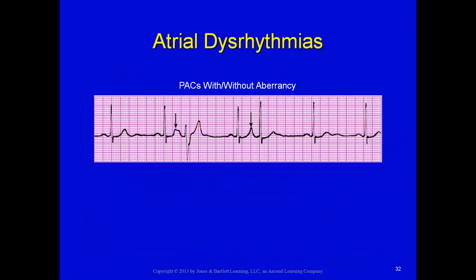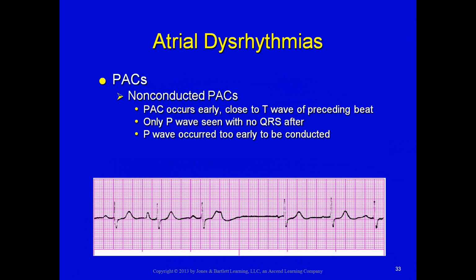Where the second PAC, where the arrow identifies the P wave on top of that T of the preceding beat, that QRS looks like all the other QRSs because it wasn't aberrantly conducted. Non-conducted PACs, you're going to get a P wave, but you're not going to get a QRS. And that results from the AV node, which is the gatekeeper to the ventricles. Remember that the AV node is the gatekeeper to the ventricles.